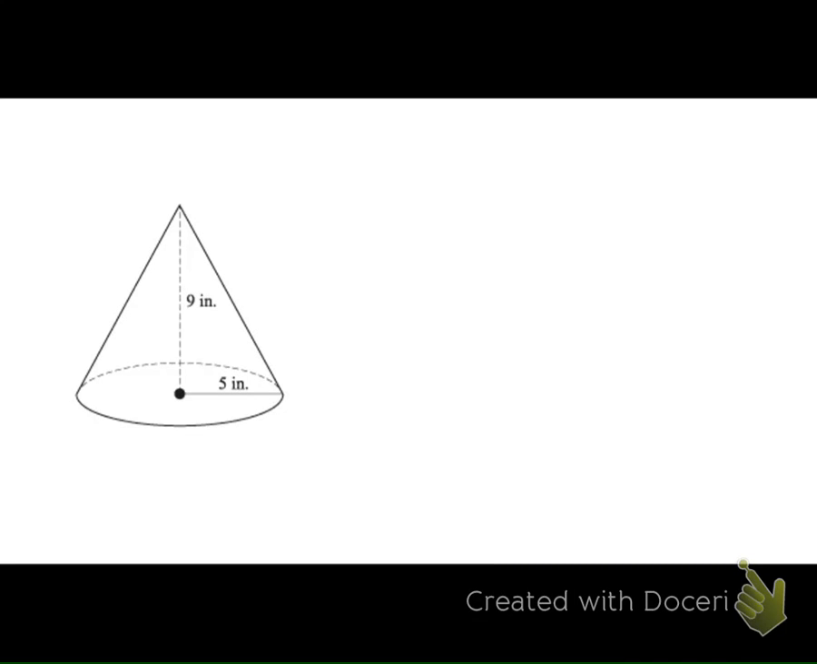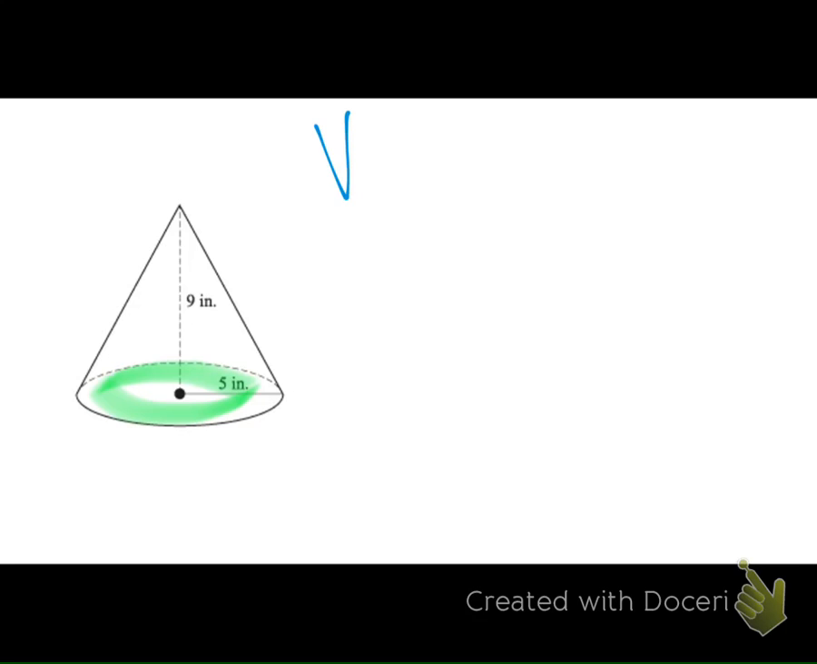Okay, so now we move on to the last of our pyramid-like shapes, and that's going to be a cone. Cone is just like our other pyramids. The only difference, again, comes down to the base. Just like I went from a rectangular base to a triangular base, now we're going to a circular base.